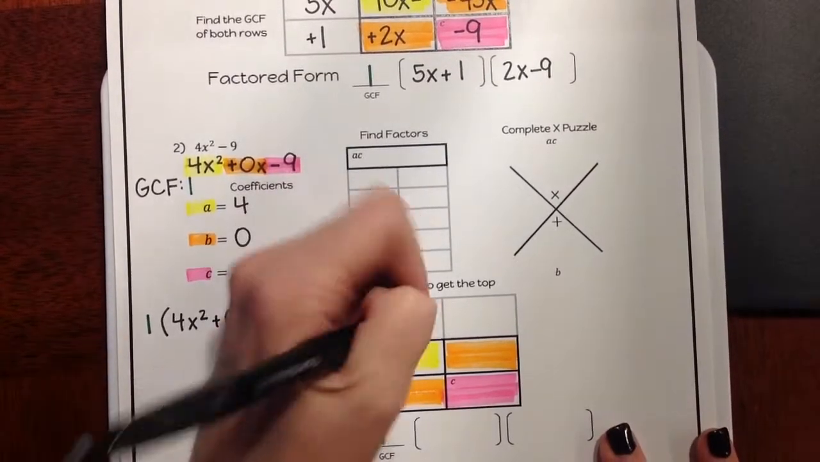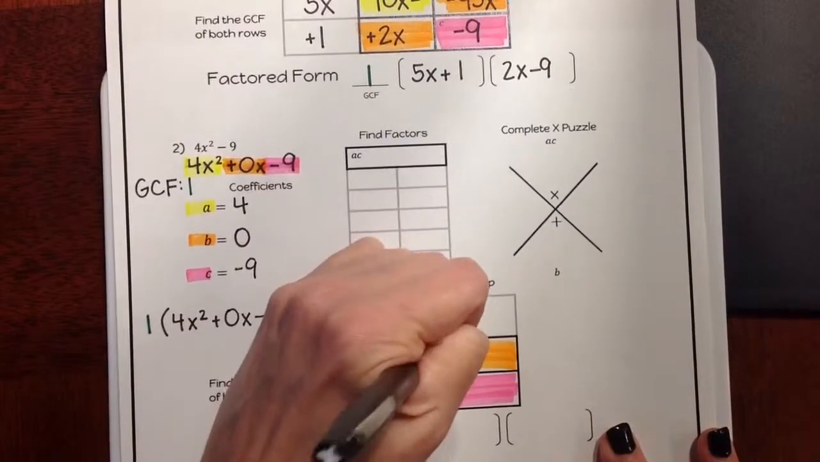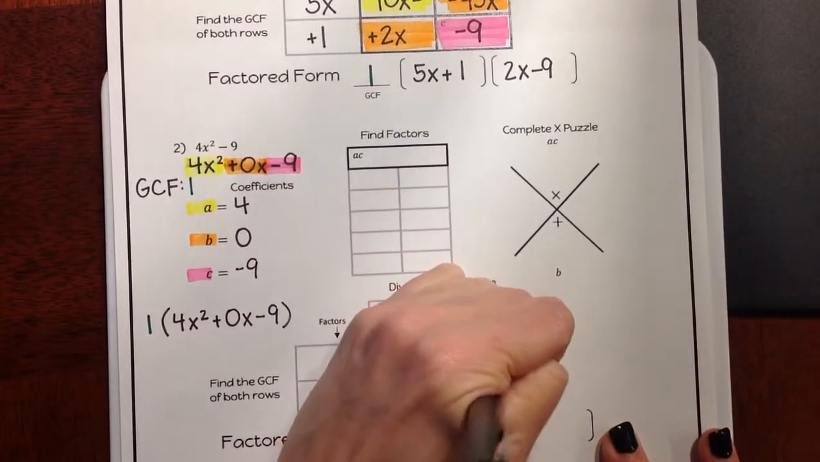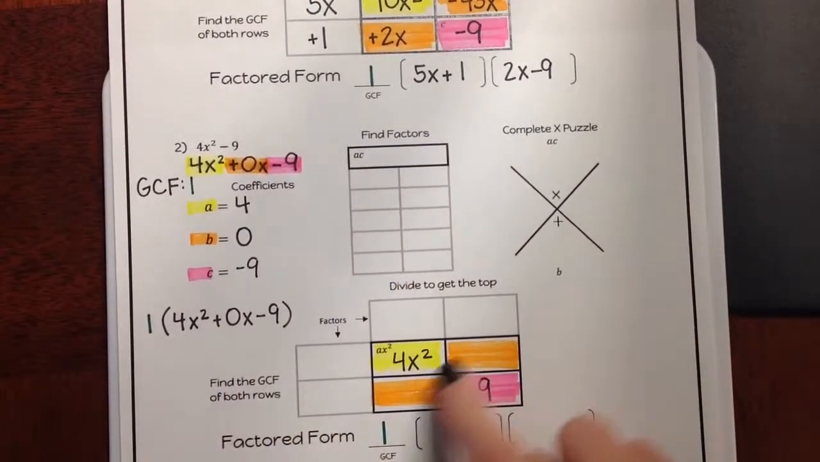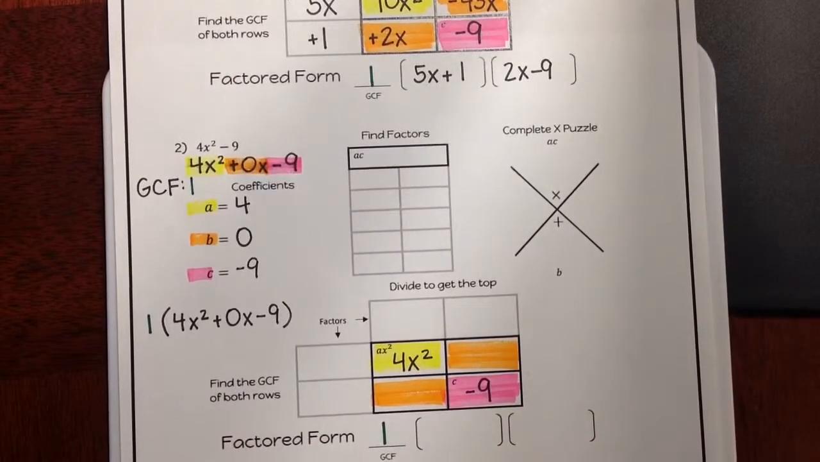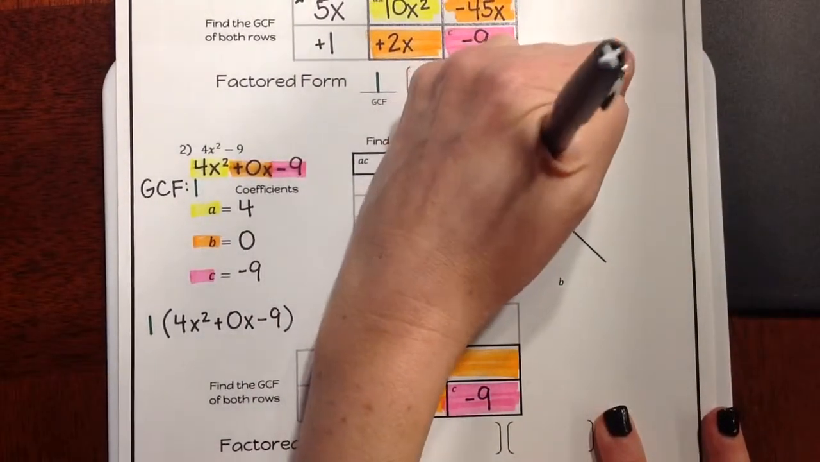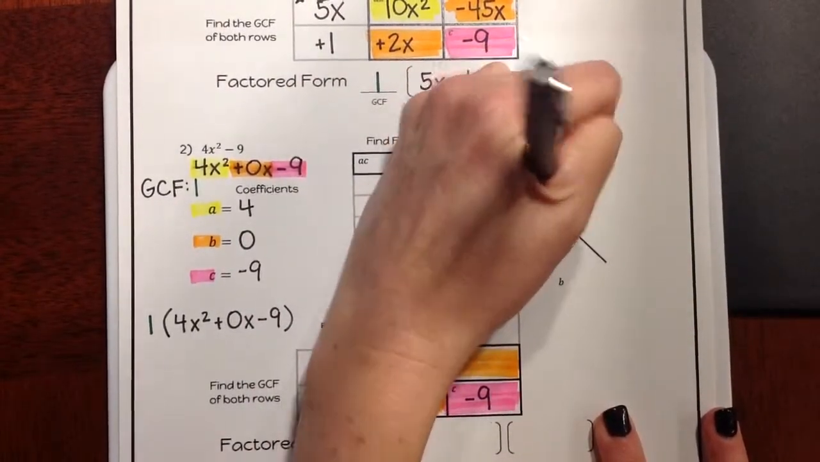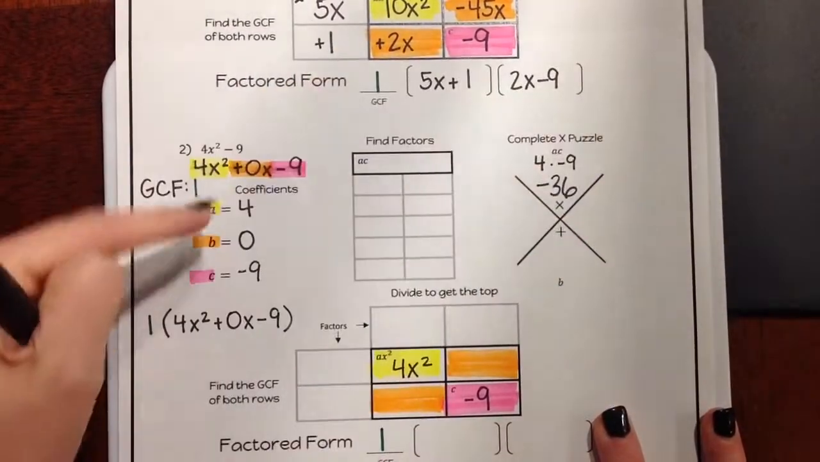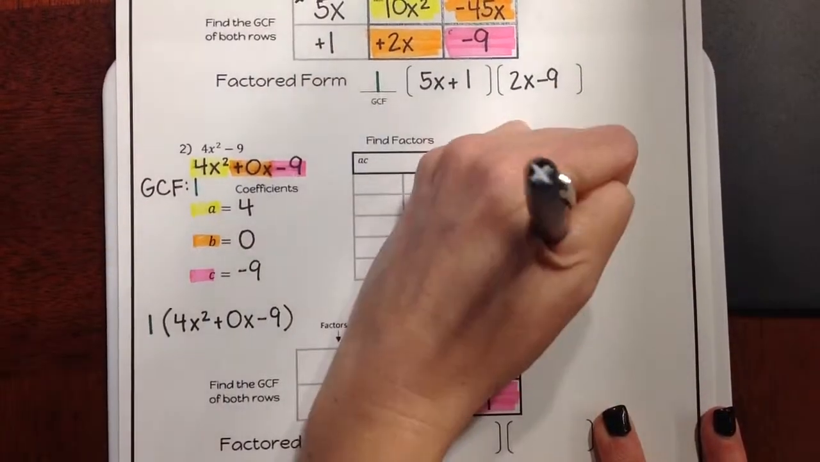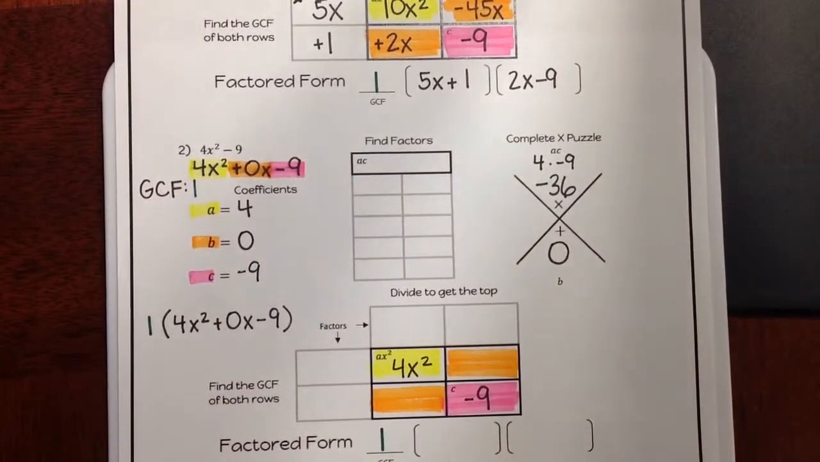Okay, so I'm going to fill in here. This is going to be 4x squared. This is going to be minus 9, negative 9. And I'm not sure how my like term boxes are going to split up. I just know when I combine them, I'm going to have to get back to 0. So we're going to go to our X puzzle now. We're going to start filling in. This is going to be the product of A and C, which is negative 36. That's what I get when I multiply 4 times negative 9. And my B coefficient has to add to 0.